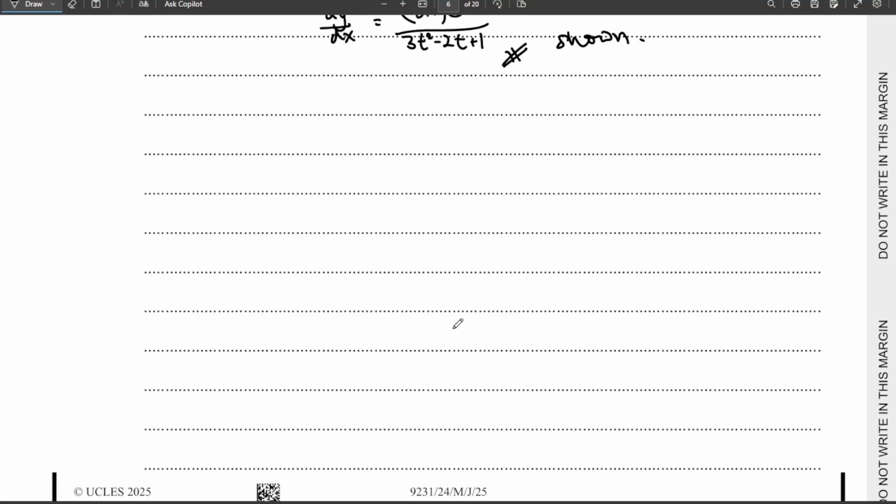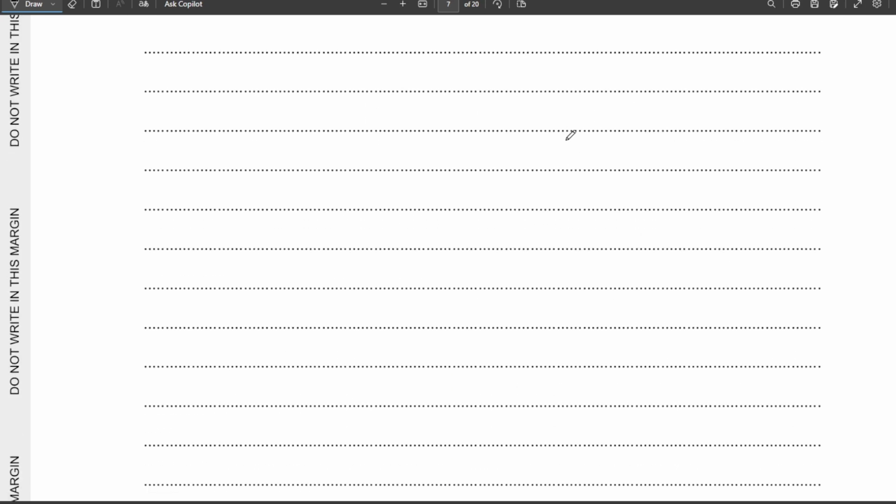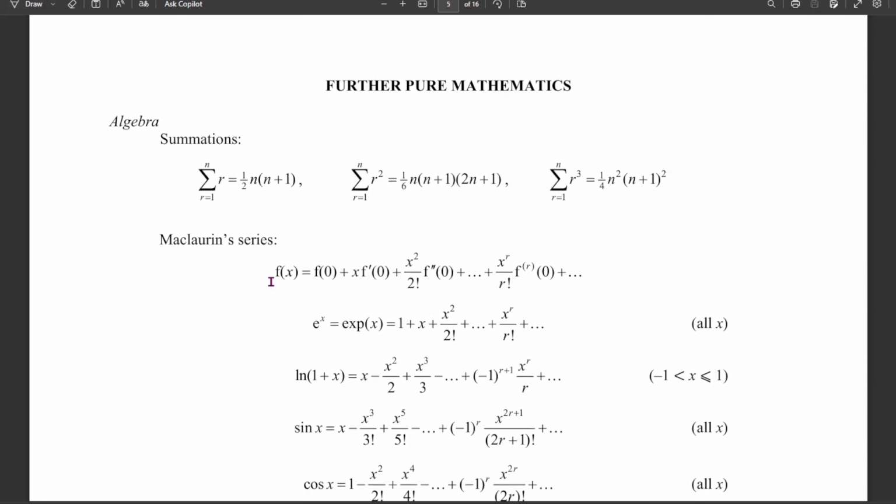Okay, so that's part B. Part C, they want us to find the Maclaurin series for y up to and including the term in x squared. If you somehow forget the Maclaurin series, it's given in the formula sheet. So we're using the general expression of the Maclaurin series here. f(x) is, first of all, the original function evaluated at 0, then x multiplied by the derivative evaluated at 0, then x squared over 2 factorial multiplied by the second derivative evaluated at 0.